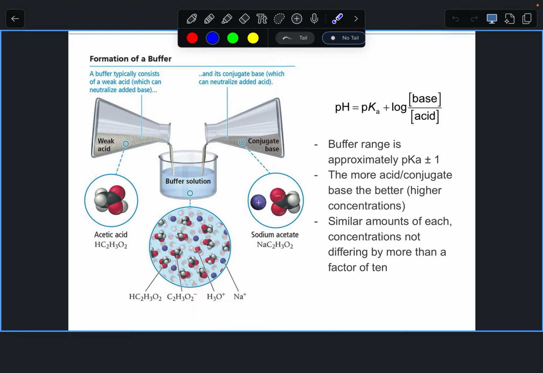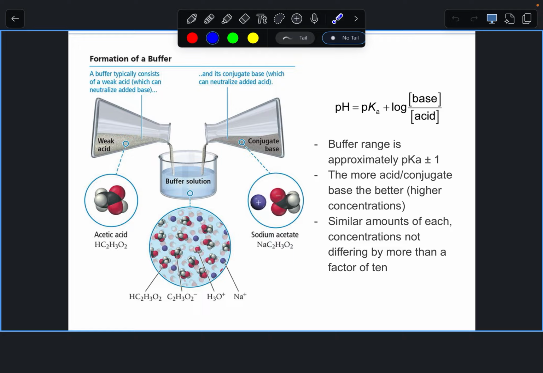So a buffer is where you have an acid, a weak acid specifically, and its conjugate base. And the benefit of this is that, just like it sounds, it buffers the pH of any given solution, meaning it keeps it relatively constant when an acid, like a strong acid or a strong base, is added to the solution.